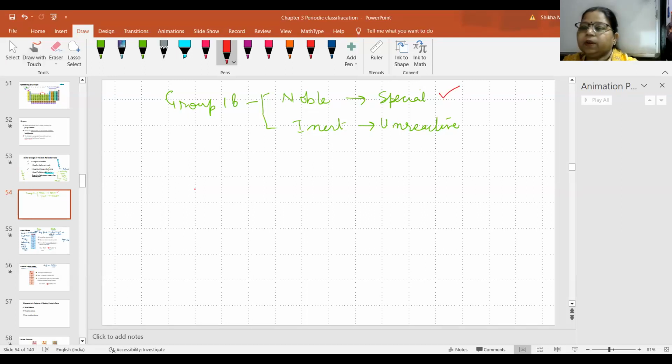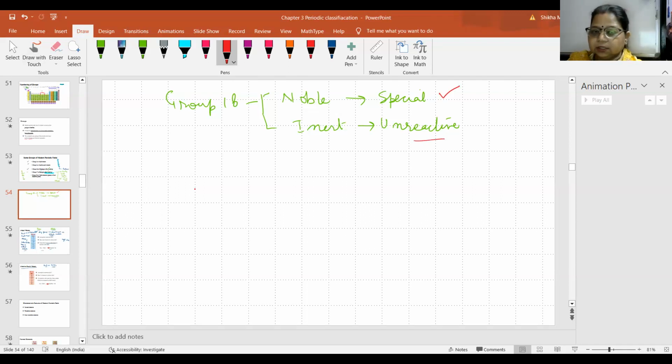Why noble? Because they are elements which are unreactive. That makes them noble or special. Rest of the elements react. Some of them react to a larger extent, whereas others react to a smaller extent, right? And why am I discarding inert?